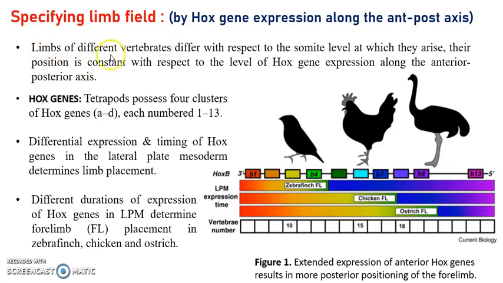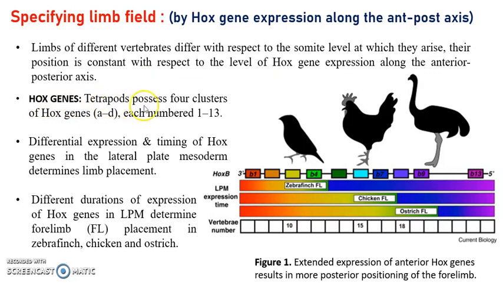So limbs of different vertebrates differ with respect to the somite level at which they arise, but their position is constant with respect to the level of Hox gene expression along the anterior to posterior axis. So in different vertebrates, the limb placement might differ with respect to the somite number, but it's constant with respect to the Hox expression level.